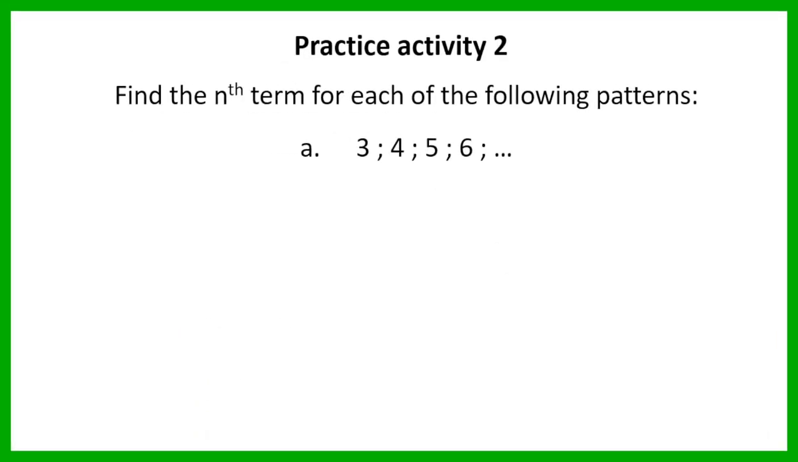For the first one, you've got the pattern 3, 4, 5, 6, and you need to work out what the rule is for this one. When I talk about the nth term, it's the same as Tn, which is the same as the rule. Any of those ways of saying it means the same thing. You're trying to find what Tn is equal to. I'm going to give you 1 minute to work out the rule for this pattern.